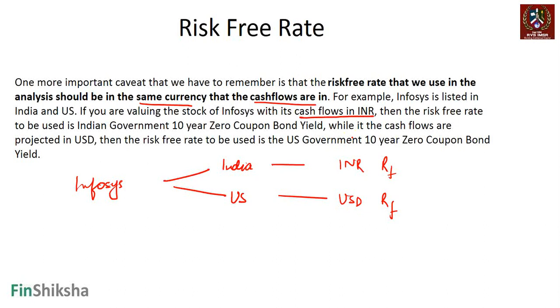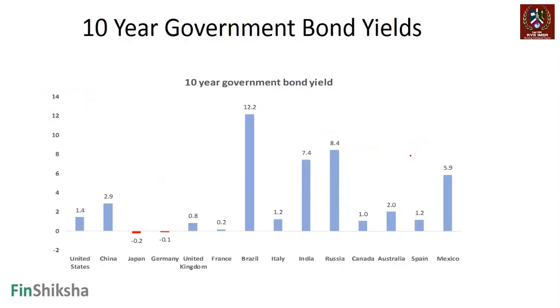But if you're evaluating the same company, exactly the same company in the US, and the cash flows are in US dollars, you will technically have to use the US government 10-year zero coupon yield, right? That is what will give you, in an ideal scenario, a correct valuation. Otherwise, the valuations could be different. And why could they be different? Because India's 10-year government bond yield is 7.4%, US is 1.4%. So theoretically speaking, if you discount the same set of cash flows by a smaller yield, that's going to give you a different result.